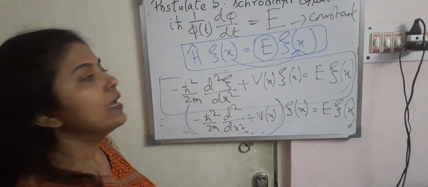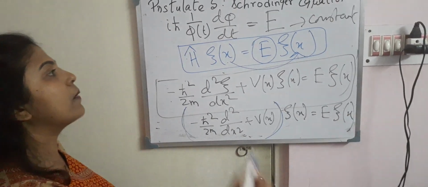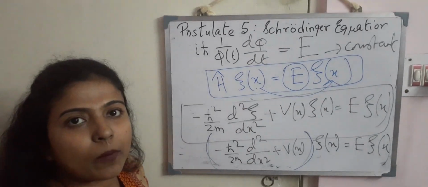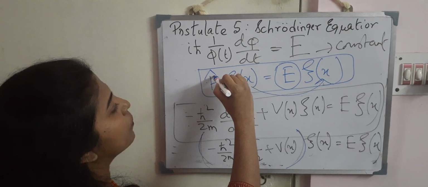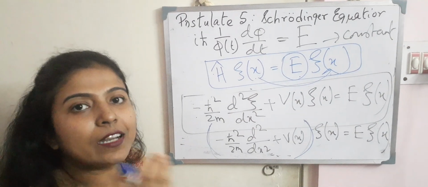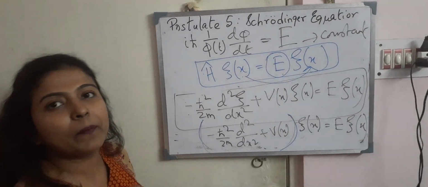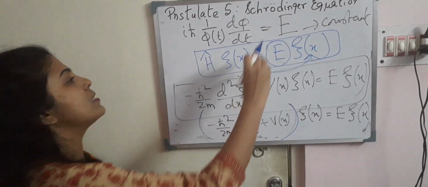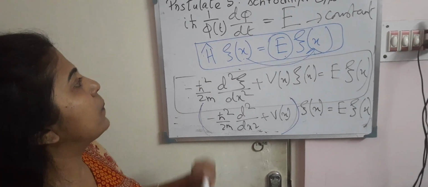We know that here V is only a function of x, so h cap is definitely the energy operator. So this E is the result of this energy operator, and it has a physical significance. It is called the energy eigenvalue, and that is why we have named this constant purposely as E, to denote that this is the energy eigenvalue. Okay. So this is the time independent Schrodinger equation.